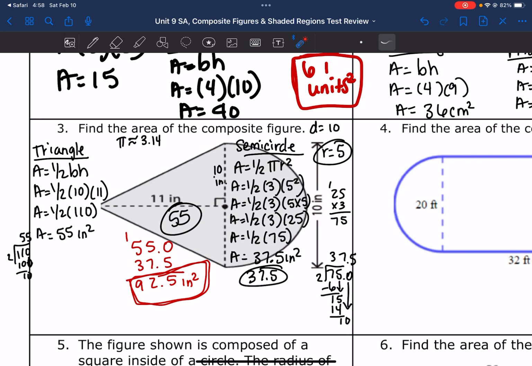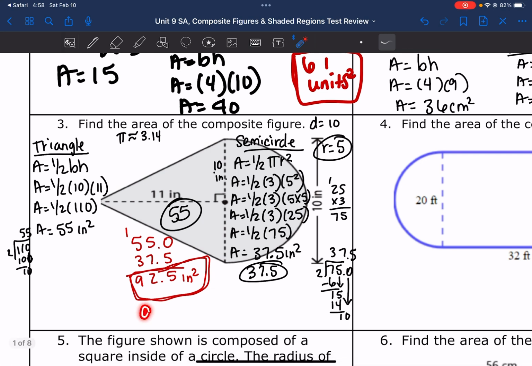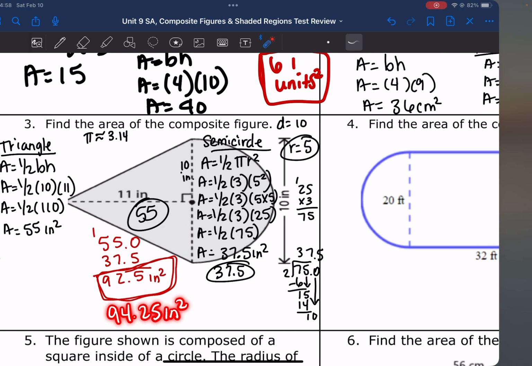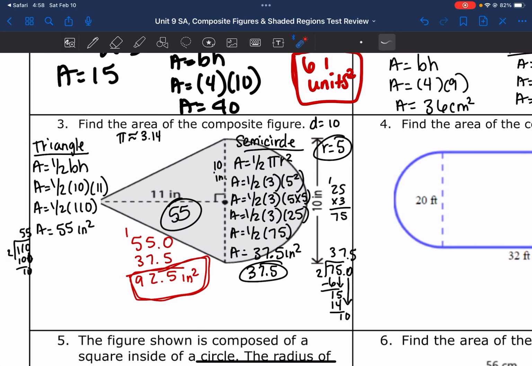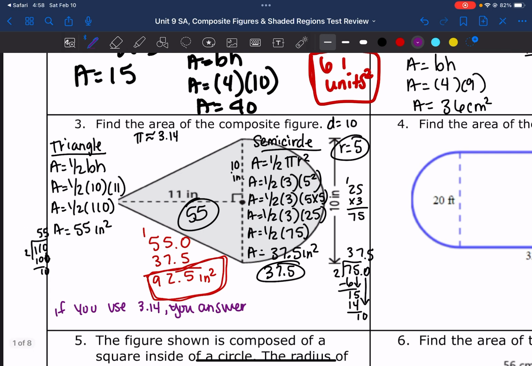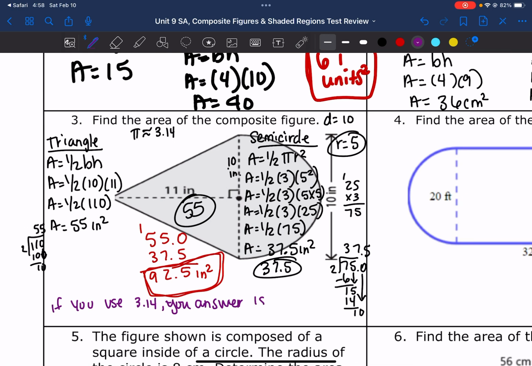So, what happens whenever you add 55 to that? Your actual answer is going to be 94.25 inches squared, okay? If you use 3.14. So, I'm going to write that over here in purple. If you use 3.14, your answer is, if I can spell this, 94.25 inches squared. Okay.